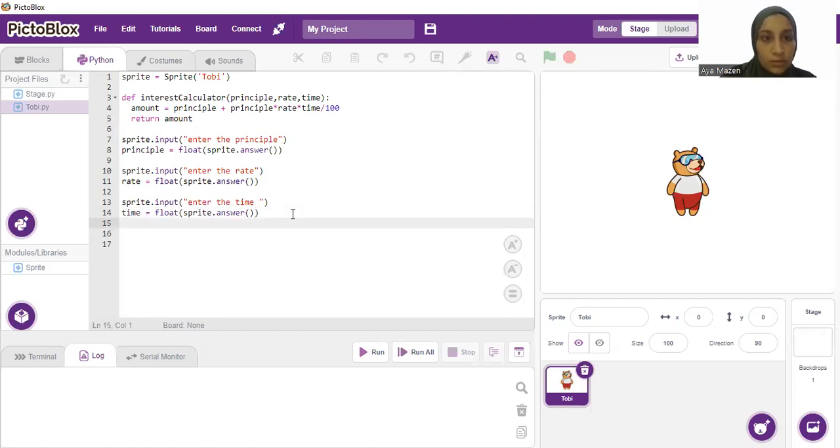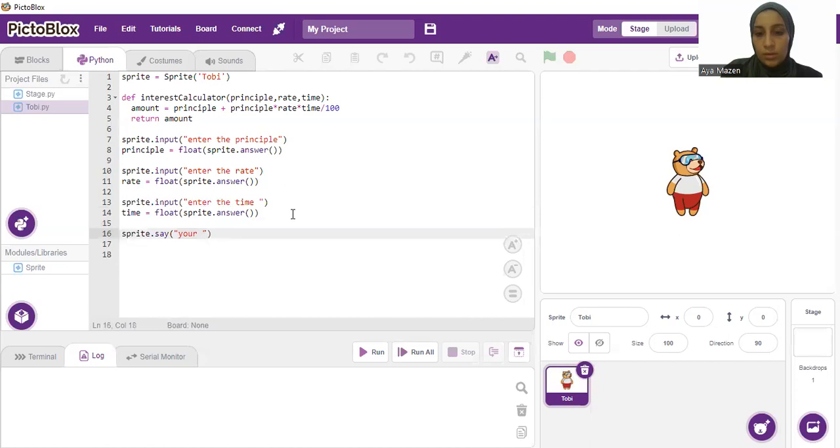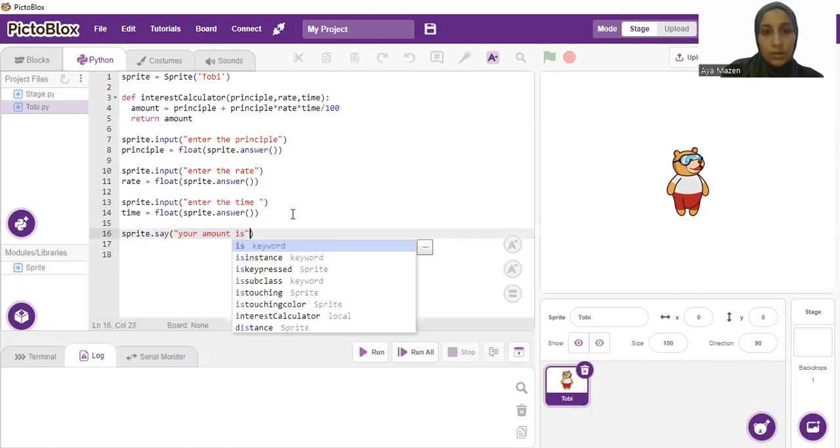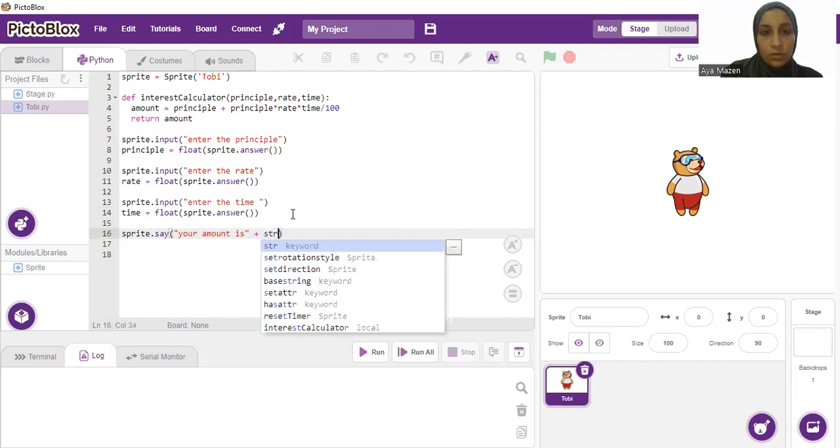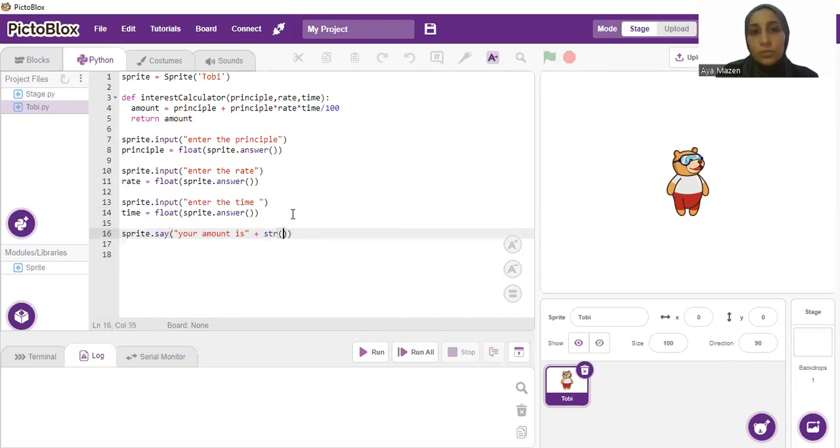After that, let's call the function that will calculate the interest for our money, and also display it on the screen. So the function sprite.say helps display something on the screen. What we will display: your amount is, and then let's write plus, and after that the function str, a function that will convert the number to text, so it can be displayed on the screen.